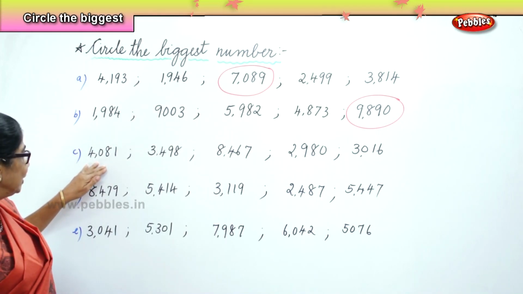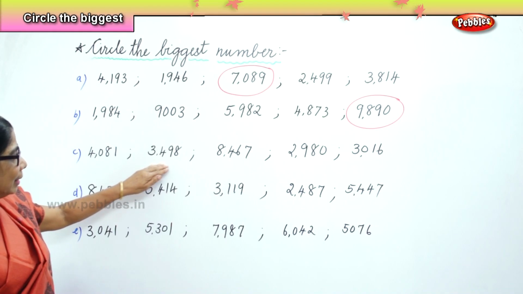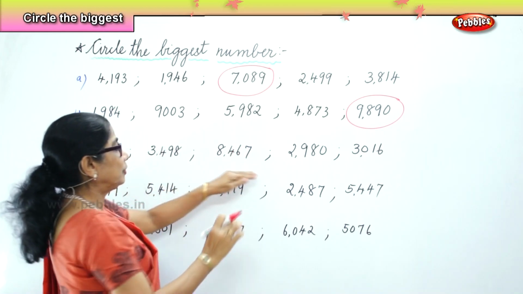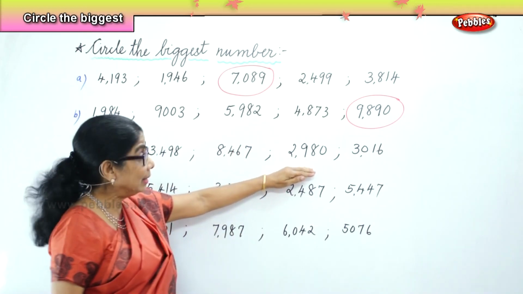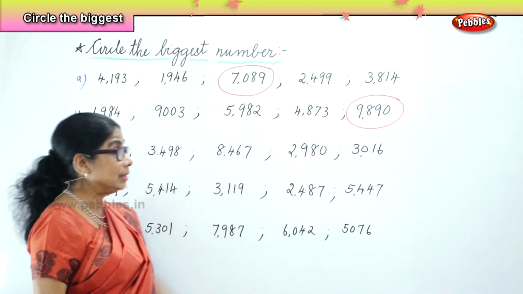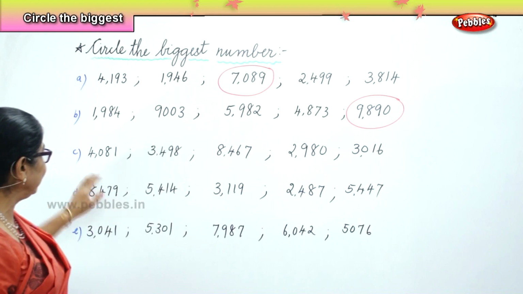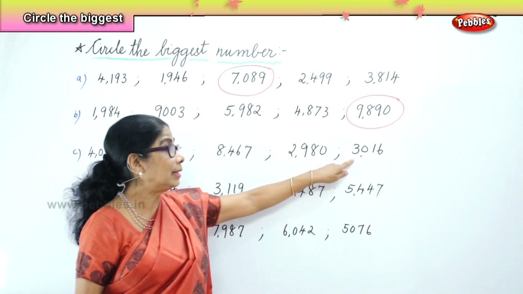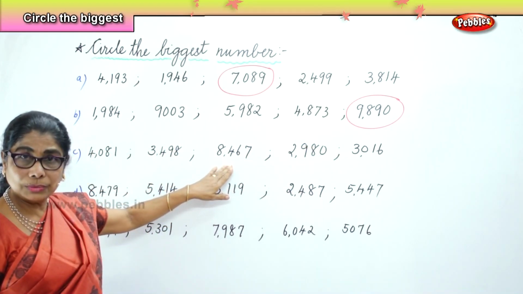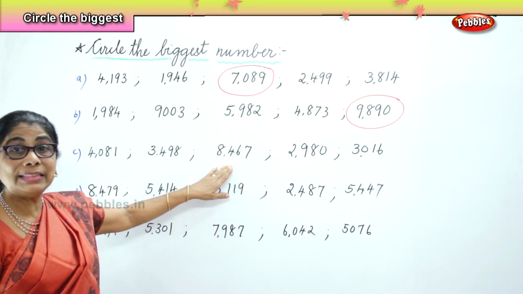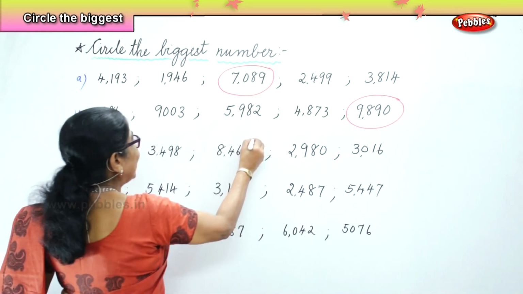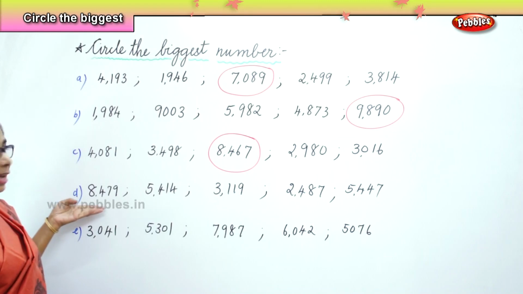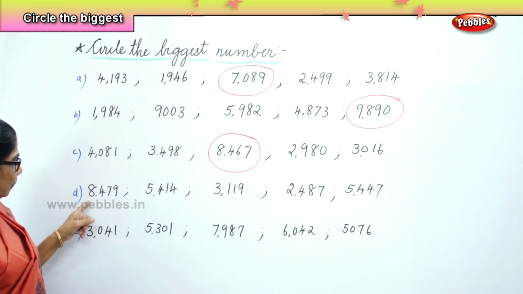You have 4,081, 3,498, 8,467, 2,980, 3,016. Let's look at the thousands, children. 4,000, 3,000, 8,000, 2,000, 3,000. So surely 8,467 is the biggest among the 5 numbers given to you. So we circle the biggest number. Now let's look at the next lot of numbers we have here.